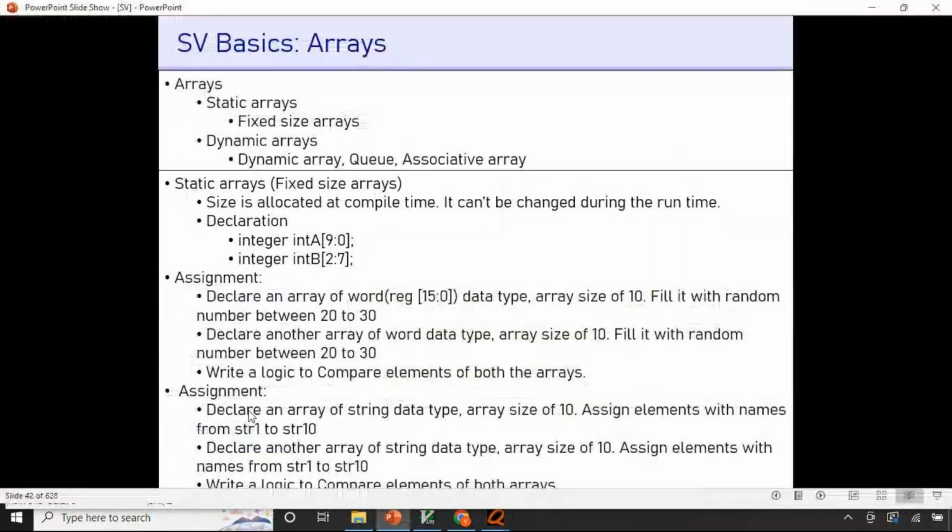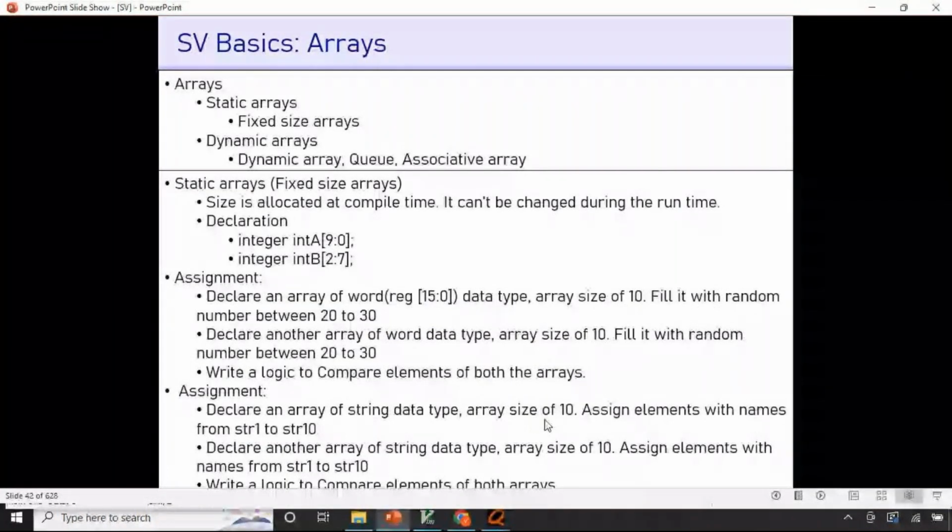Let's do the next question. Declare an array of string data type, array size of 10. Assign element names from string 1 to string 10. Let me do it and show you.